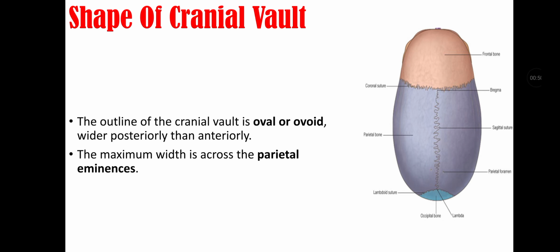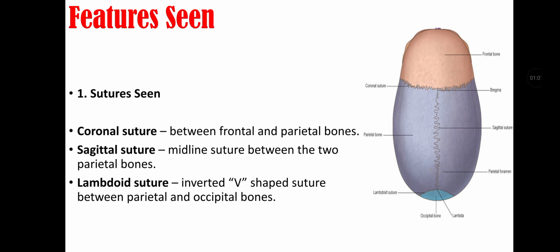Shape of the cranial vault. The outline of the cranial vault is oval or ovoid, that is wider posteriorly than anteriorly. The maximum width is across the parietal eminence.